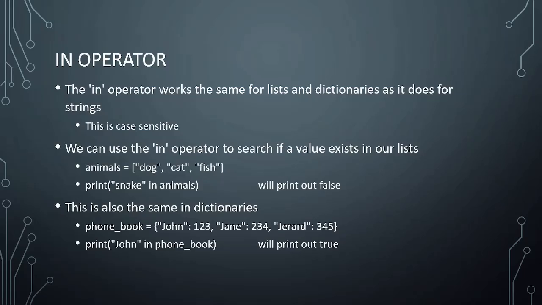So in this case, I have a dictionary called phone book, and the phone book has John, Jane, and Jared in there, and it will check to see if John is in that phone book, and it will come back as true because John is there. Now, if I used a lowercase j, or if I had the other characters in uppercase, it would print out false because those do not exist in there. Okay, let's go over to PyCharm and see how the in operator works.